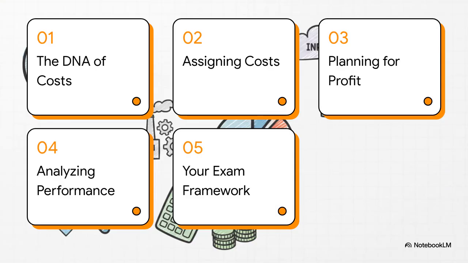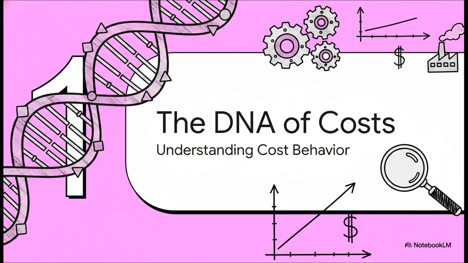Think of this session like we're building a manager's toolkit, piece by piece. First, we're going to start with the fundamentals, what I like to call the DNA of costs. Then we'll figure out how to properly assign those costs to our products. After that, we can use all that great info to plan for profit and, of course, analyze how we actually did. And to wrap it all up, I'm going to give you a super useful framework to help you crush any question that comes your way. Okay, let's dive right into the heart of it.